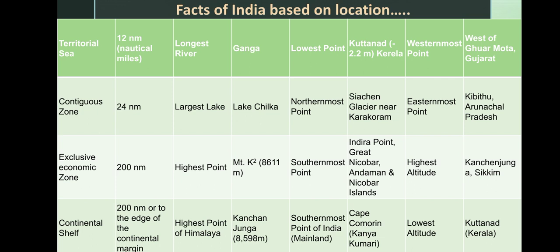Highest altitude Kanchenjunga, a part of Sikkim. And the lowest altitude Kuttanad, that we have learned earlier.